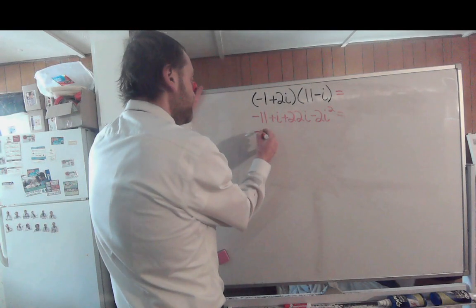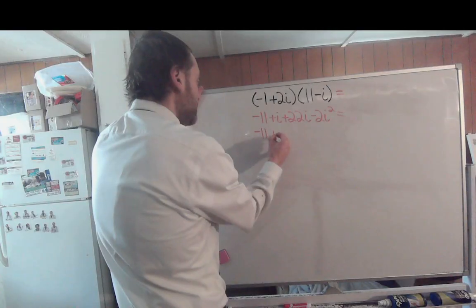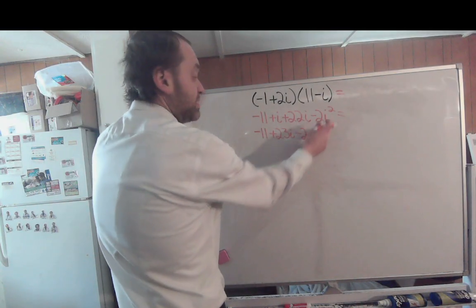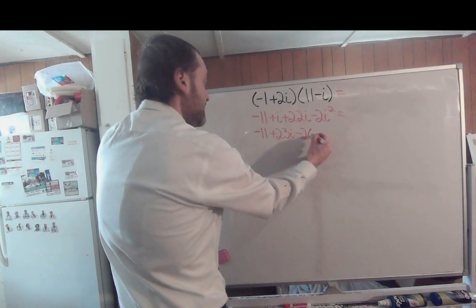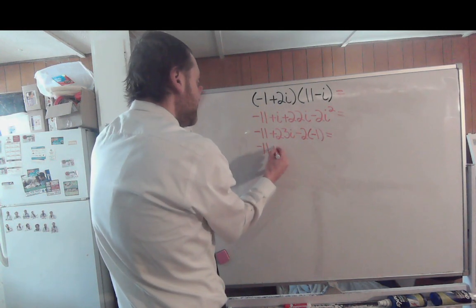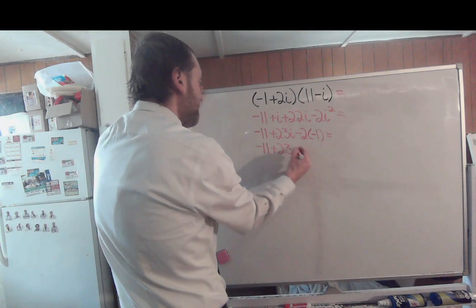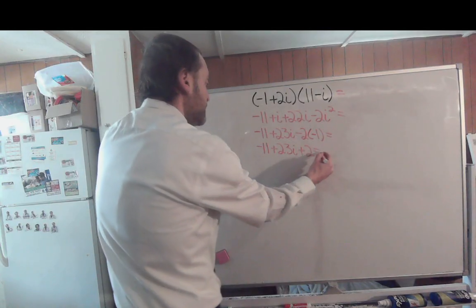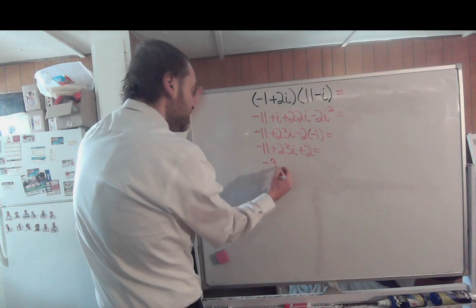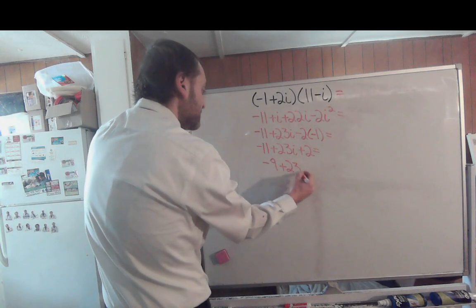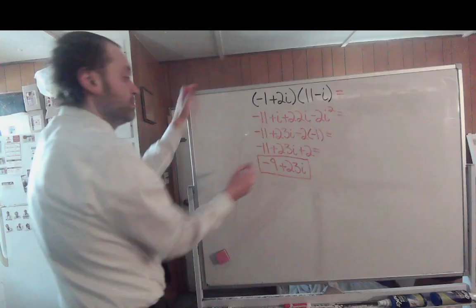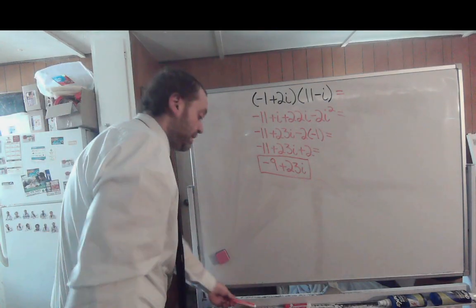Well, so let's see, we'll have negative 11 plus 23i. Now we have minus 2 times i squared. i squared is negative 1. So this would turn into negative 11 plus 23i plus 2, which in standard form, negative 11 plus 2 is negative 9. You would end up with negative 9 plus 23i as the solution in standard form. Negative 9 plus 23i.